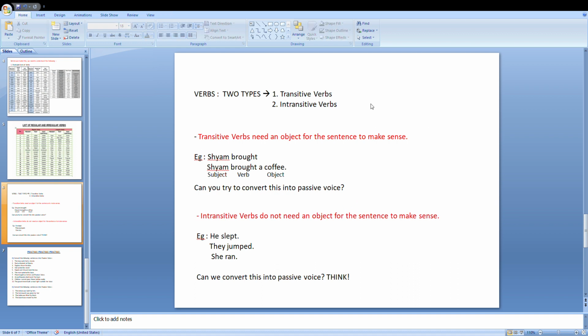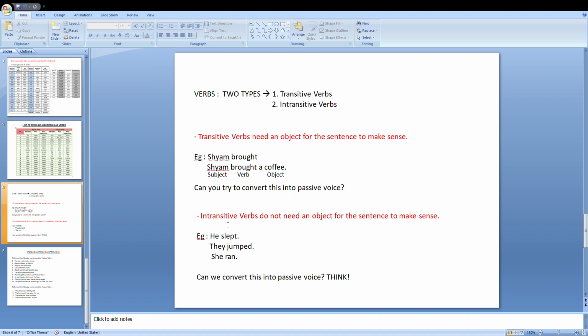Cool. Now, intransitive verbs do not need an object for the sentence to make sense. Transitive verbs need an object for the sentence to make sense, whereas intransitive verbs do not need an object for the sentence to make sense.